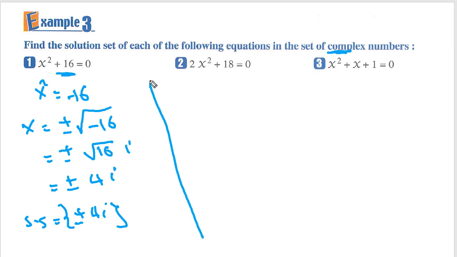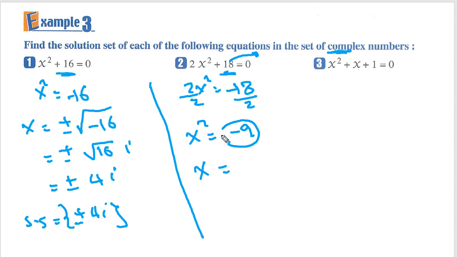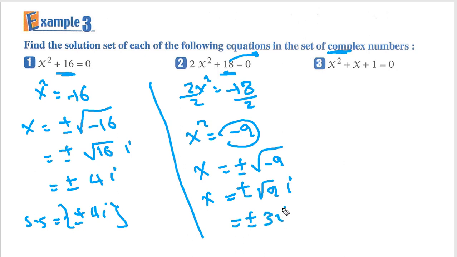Okay, the next one. Here, 2x squared, move 18 to the other side, it will be negative 18. Divide by 2, then x squared is equal to negative 9. Take the square root, but this is negative, take care. It will be positive or negative root of negative 9. Then you will change it from real to imaginary, it will be root 9 i. Then it will be positive or negative 3i. Then the solution set is positive or negative 3i.